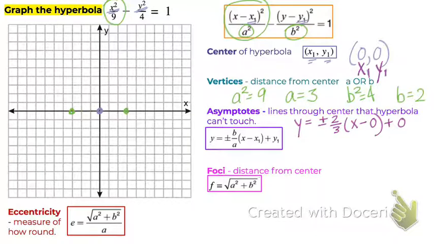So now let's simplify and split that equation into the two equations, our two asymptotes. Notice it says plus or minus. So let's do the plus first. Y equals positive 2/3. X minus 0 is just x, and adding 0 doesn't change it at all. So that equation is y equals 2/3 x. Now let's do the minus. We have y equals negative 2/3 x, and then adding 0 doesn't do anything. So these are our two equations, so now we need to graph them.